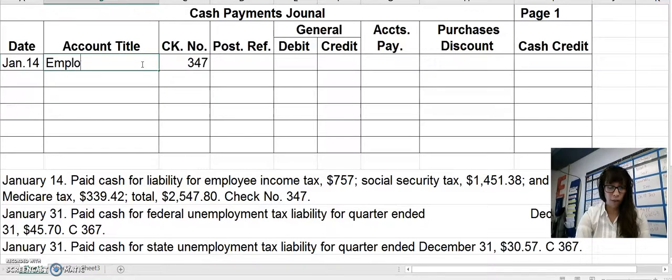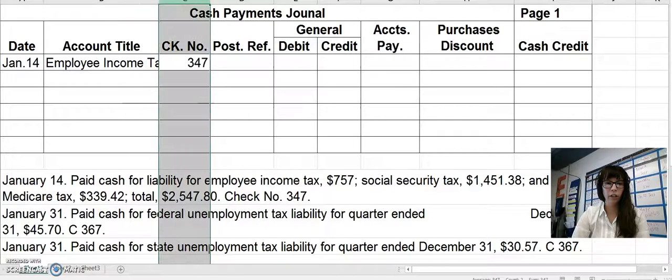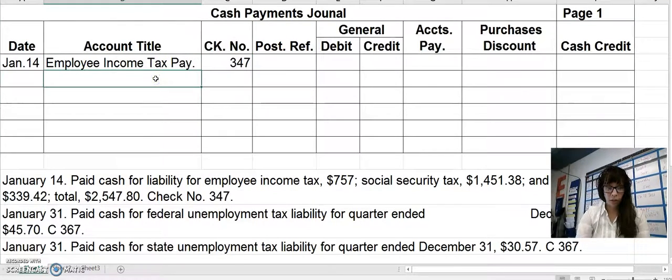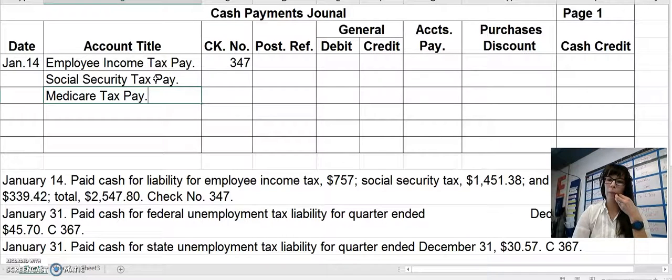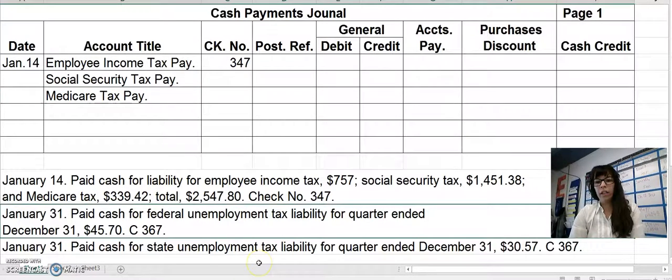So your first one you need is employee income tax payable. Wow, my column is not nearly long enough. Employee income tax payable. After that, we're going to have Social Security tax payable. And then also Medicare tax payable. So these are liabilities, and liabilities have a normal credit balance. However, since we are paying them, we are now going to give them a debit balance. So when we recorded it, we gave our payables a credit balance. Now we're going to give them a debit and then give a cash credit for the total.